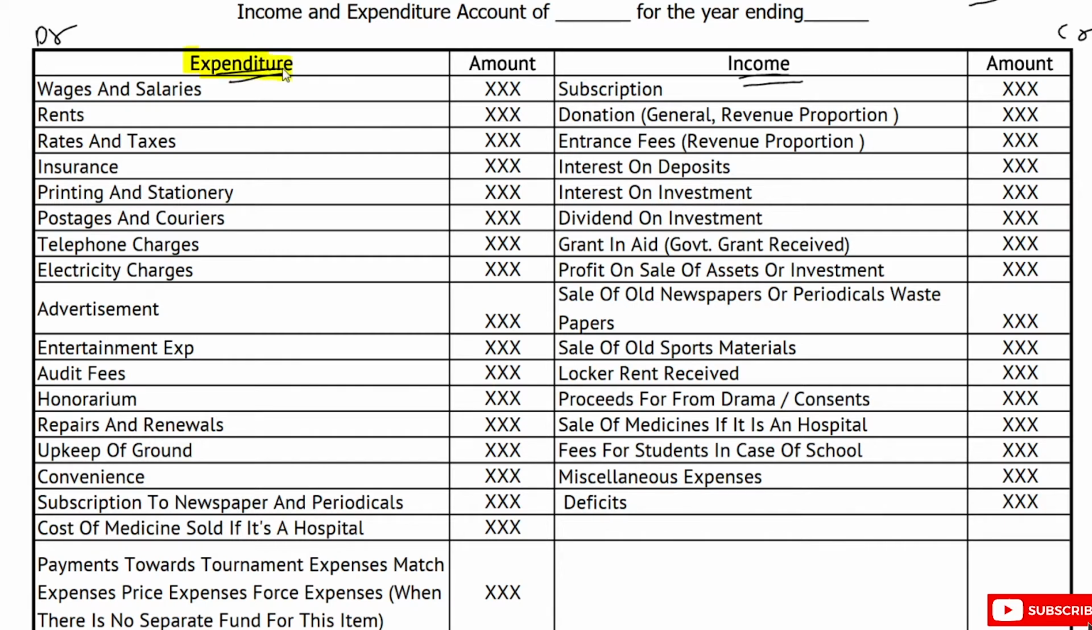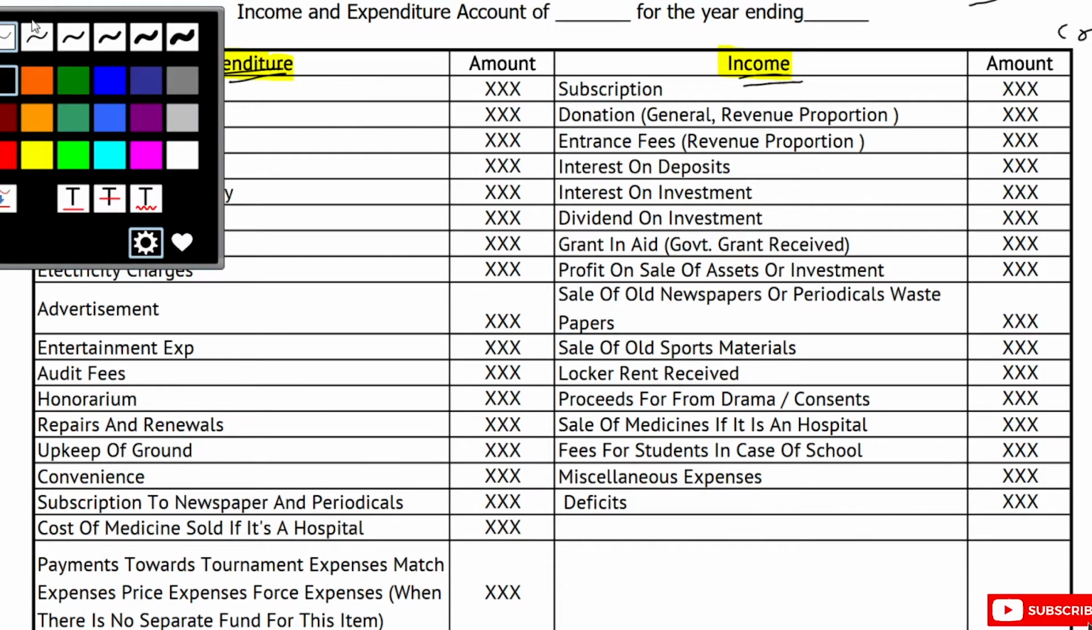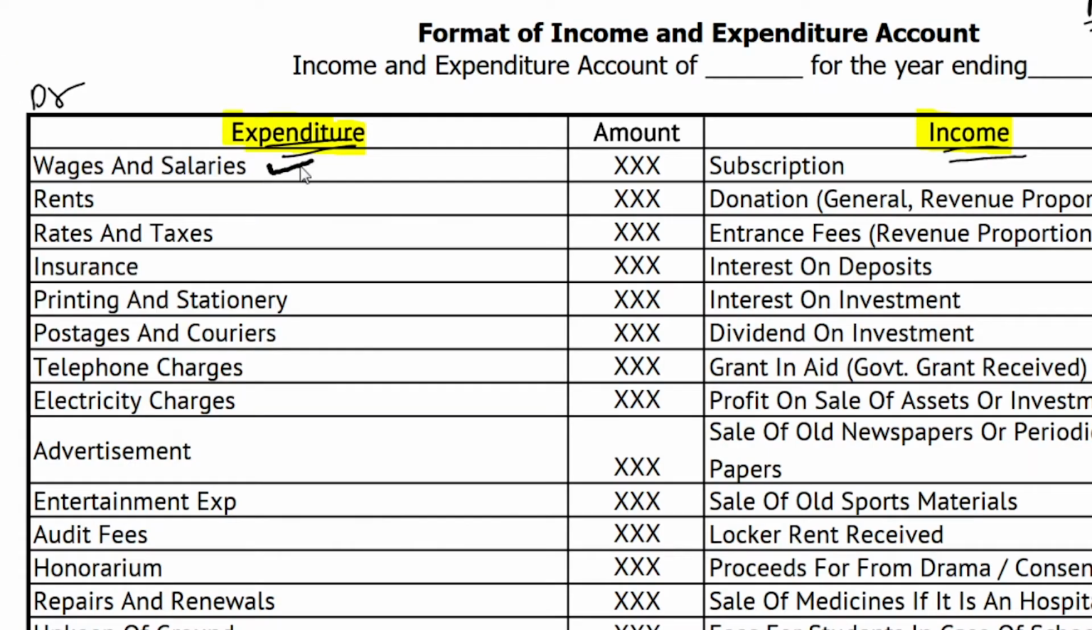So there will be 2 columns, expenditure and income. Expenditure will be on the debit side, income will be on the credit side. So we'll start with the expenditure. What are the expenditures recorded in this format? First of all, starting with wages and salary. If you have any wages or salary to be paid to someone, it will be recorded on the expenditure side. Next is rent. If any rent is there, you will record it on the expenditure side. These are all the expenses you are recording. You can look here: rates and tax, insurance. If there is insurance you have to pay, you will record it here. Printing and stationery, that's an expense, so you'll record it here.